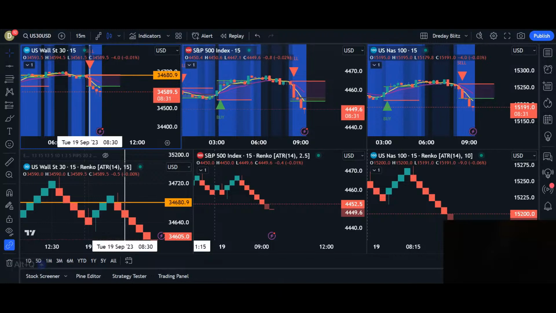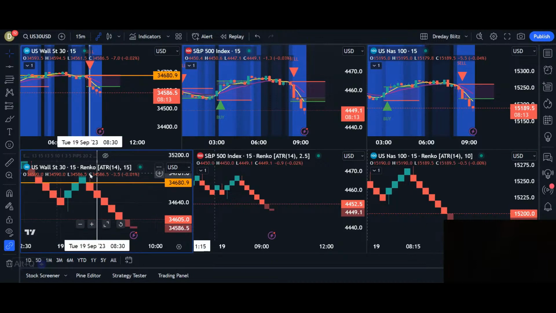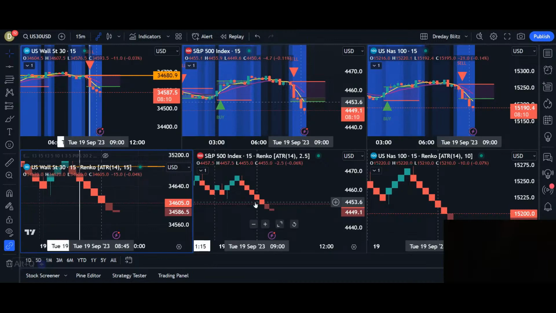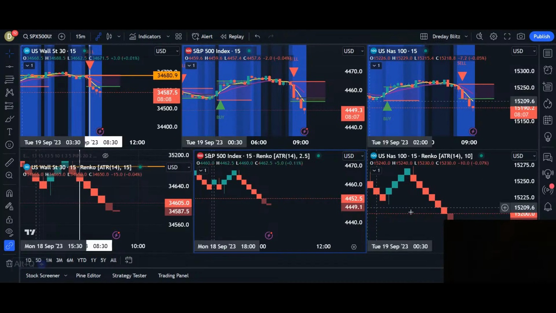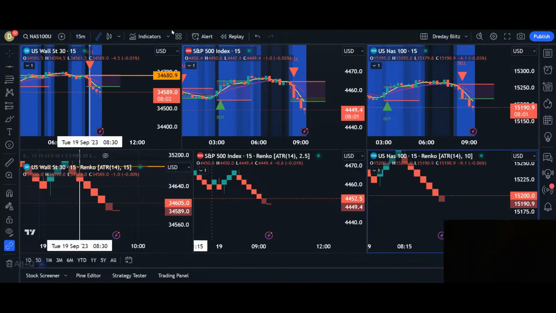So that's pretty much it on that. We're going to wait until the market opens at 9:30. On what you're seeing right now on the Renkos, it's still bearish overall. So it's not reversing for now. We'll wait until the market opens at 9:30 to see how the market will react. I'll be back at 9:30 here.